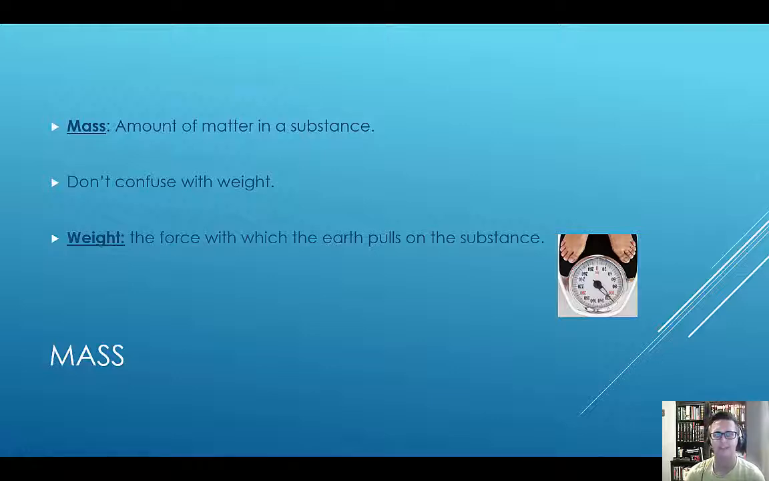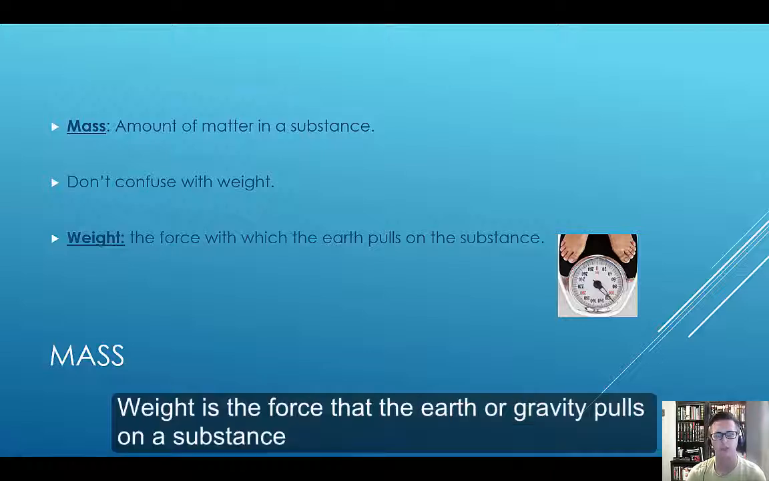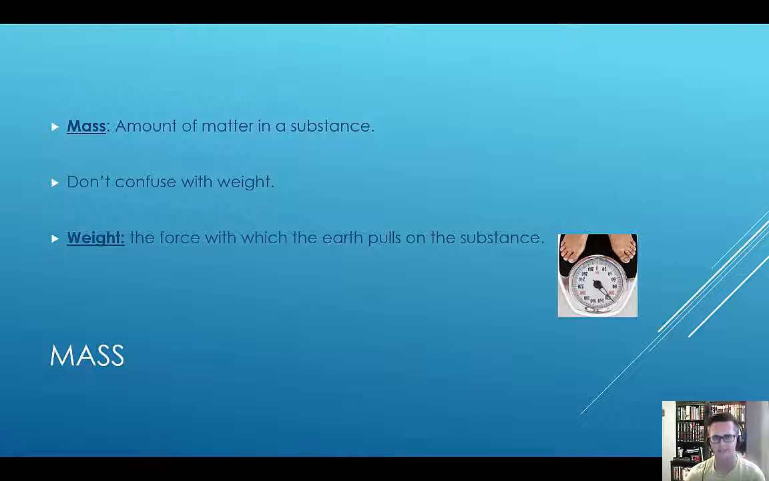Mass. Mass is the amount of matter in a substance. So how much stuff makes something up? However, this is different than weight. Weight is the force with which the earth pulls on a substance. So our mass is always the same. But if we're on Earth, we have a certain weight.